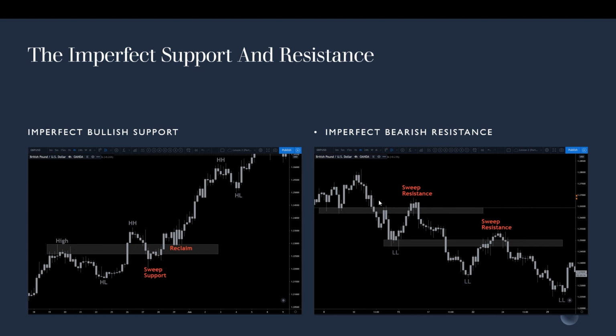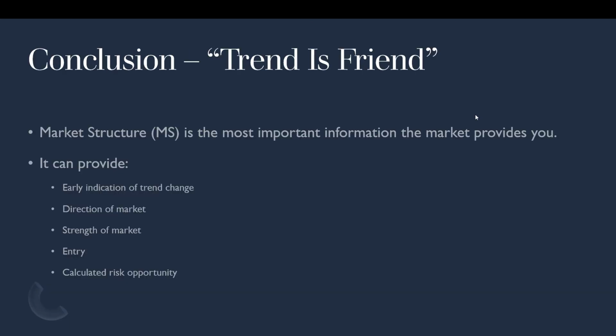That's separate. Imperfect bearish resistance, you can see it does act as resistance, but the price breaches the horizontal resistance here, and it breaches horizontal resistance here. So potentially you're stopped out of those trades too. This is where risk management, stop loss placement, all these things are key in order to trade. But there's examples of where it doesn't work perfectly.